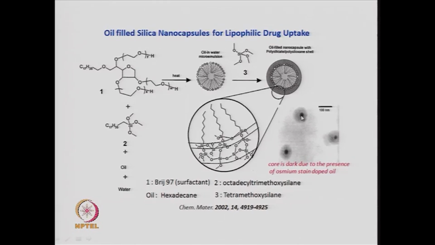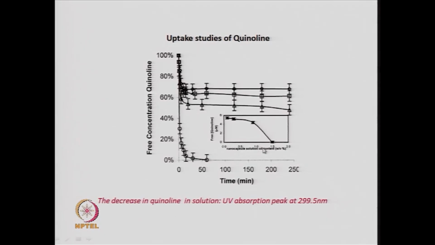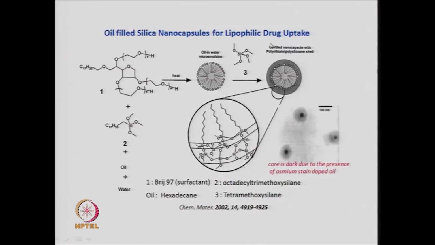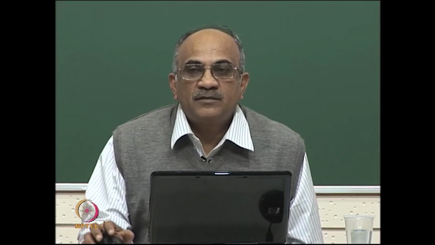So, if you give sufficient time, then the oil will slowly move into the darker region, which is the core of this core shell structure. And with time, if you calculate the quinoline which is outside, the drug which is outside can be easily found out by doing an experiment, and that experiment is basically looking at the UV visible spectroscopy of quinoline.